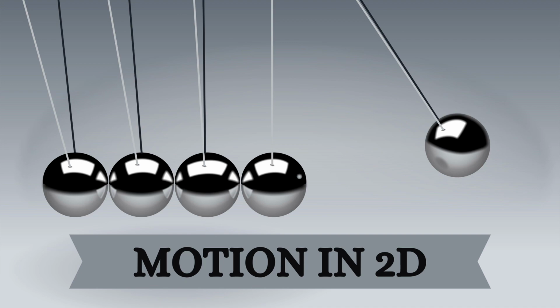Let's now proceed to the last topic. Let us first know what motion in 2D is. Two-dimensional motion is the study of movement in two directions, including the study of motion along a curved path, such as projectile and circular motion. Now let's solve a problem involving motion in 2D.